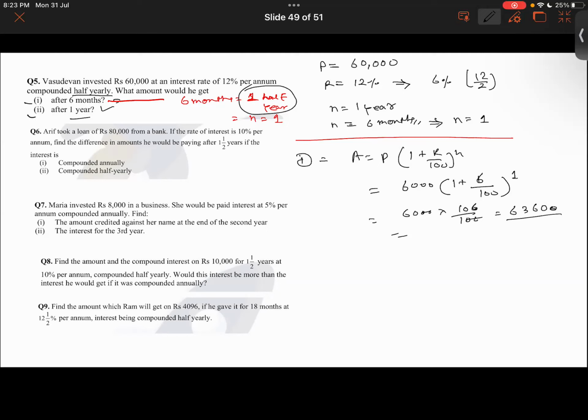Getting it? And for the second one, I have one question for you. For after 1 year, what is the interest rate you will be taking here?